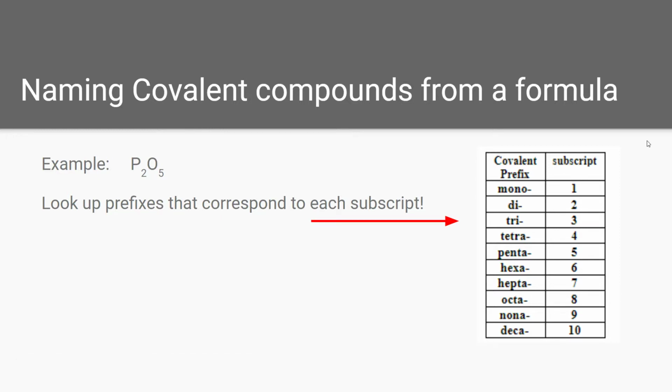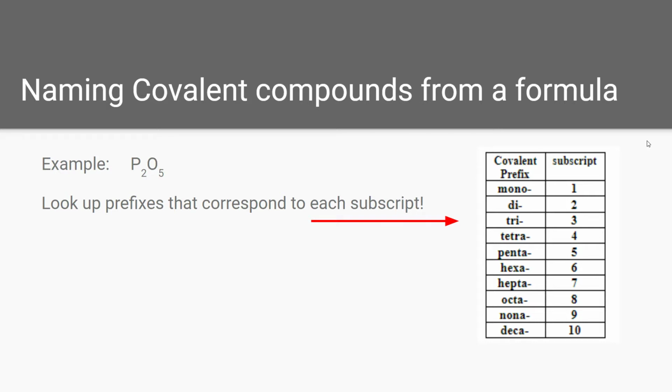It shows different covalent prefixes that correspond to different numeric subscripts. And I specifically labeled it this way on your periodic table so that you would remember that a particular prefix dictates the subscript and vice versa. So I'm going to give you the example of the chemical formula P2O5. It's covalent because it does not contain any metals.